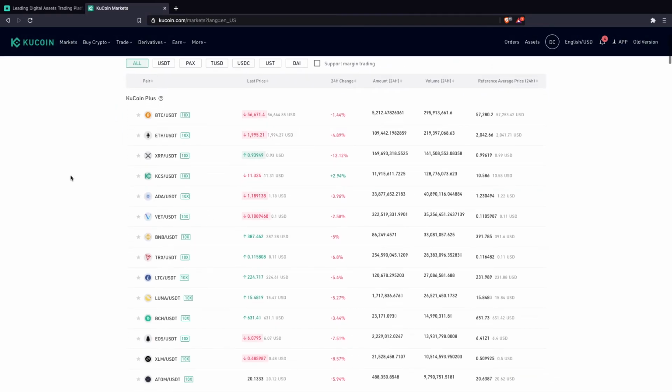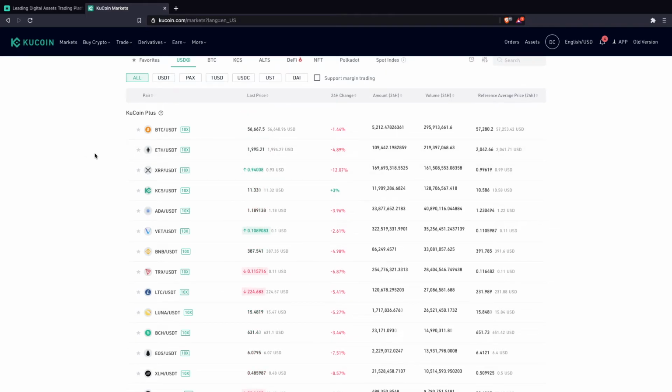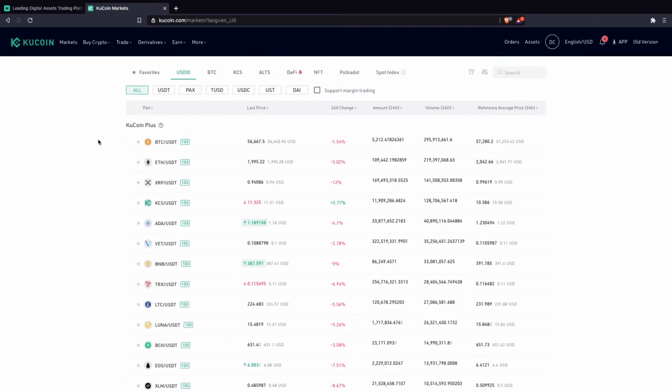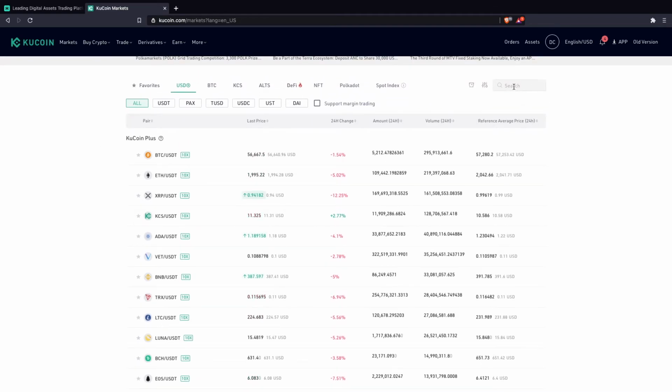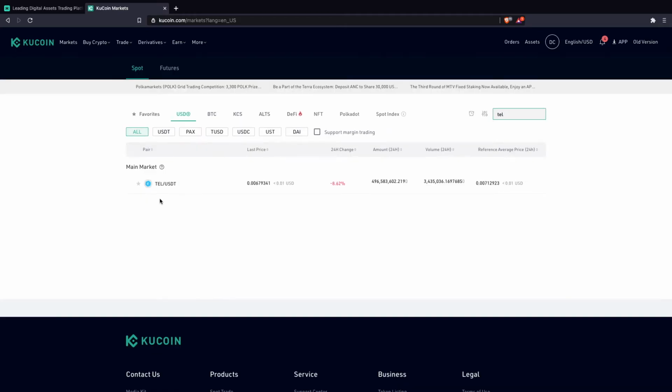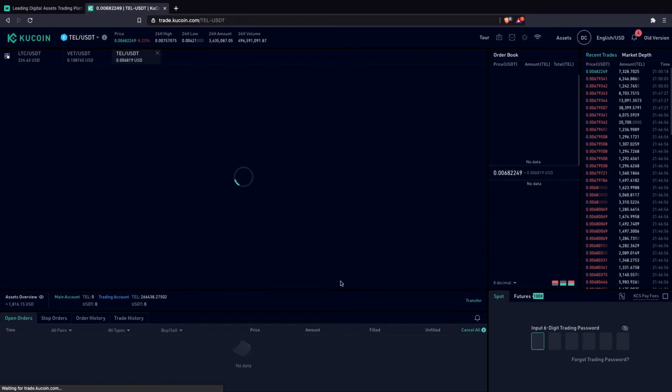So say I wanted to buy some Ethereum. I see this Ethereum USD Tether pairing right here. So I'm thinking, okay, I need some USD Tether, right? But I only have Tel. So I'm going to go ahead and search Telcoin and find what pair it is. Okay, cool. So there's a Tel USD Tether pair. So I can sell my Tel and get USD Tether. Dope. All right, so we're in this market.